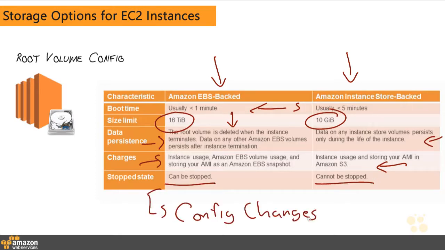So while an EC2 machine is in a stopped state, you can make configuration changes to that machine type, to the size of the memory, the CPU, etc. That allows you a whole bunch of flexibility that you wouldn't otherwise have with an instance store backed.